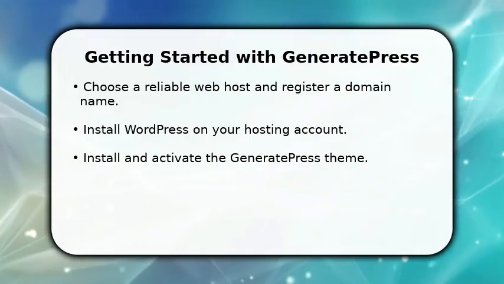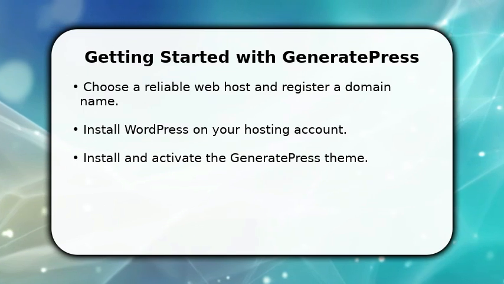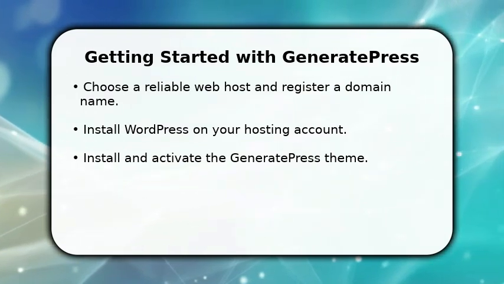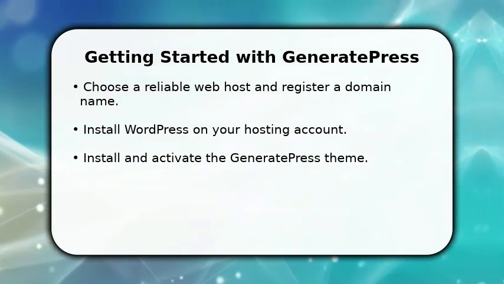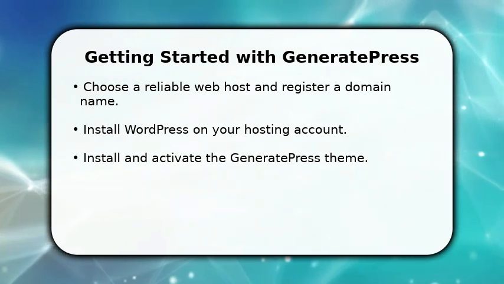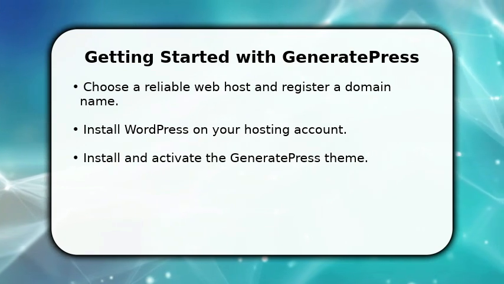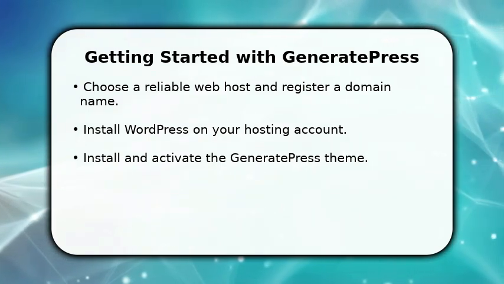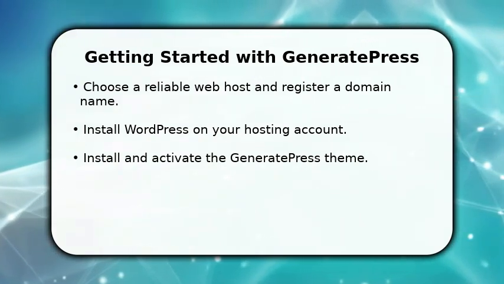In this video, I will show how to make a blog using GeneratePress. First, you will need to select a web host and register your unique domain name. Next, install WordPress on your hosting account, which usually takes just a few clicks. After that, install and activate the GeneratePress theme directly from your WordPress dashboard.